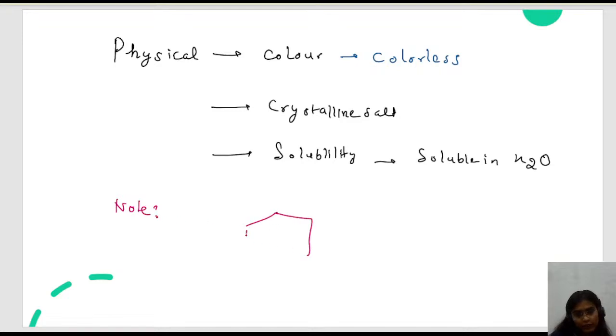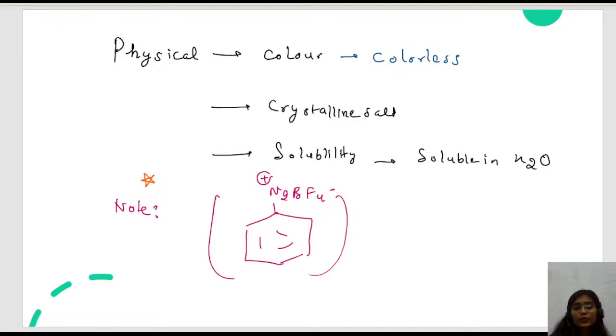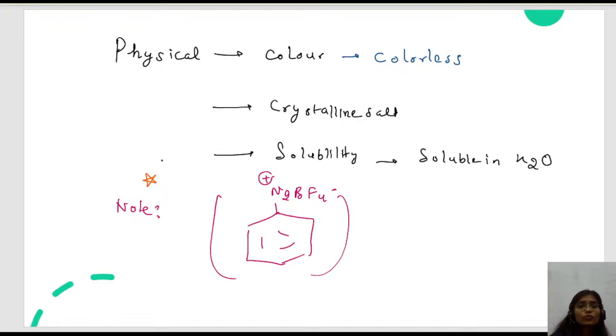If benzene, that is the X group we already covered, right? This is N2 positive and BF4 negative. It's an important point that every kind of diazonium salt is soluble in water except this. This is insoluble in water. I'm repeating again, it's an exception, so be noted. It is insoluble in water. So these are some key points about the physical properties.